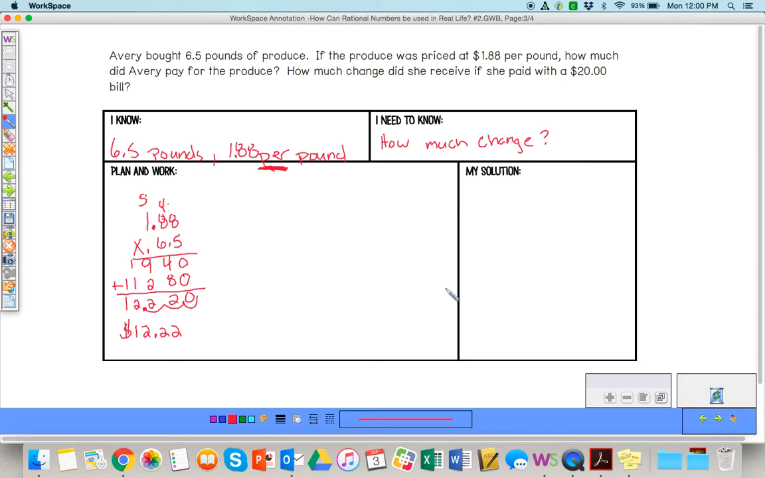All right, so that's not the end of this problem. The end is how much change is she going to get. So we have to do $20 minus 12.22. To borrow from this, that makes it a 10. Okay, so we get 8, 7, 7. Okay, so she is going to get $7.78 in change.